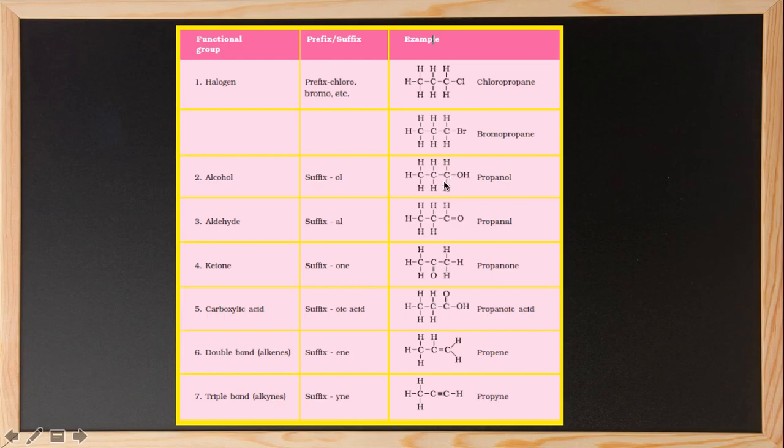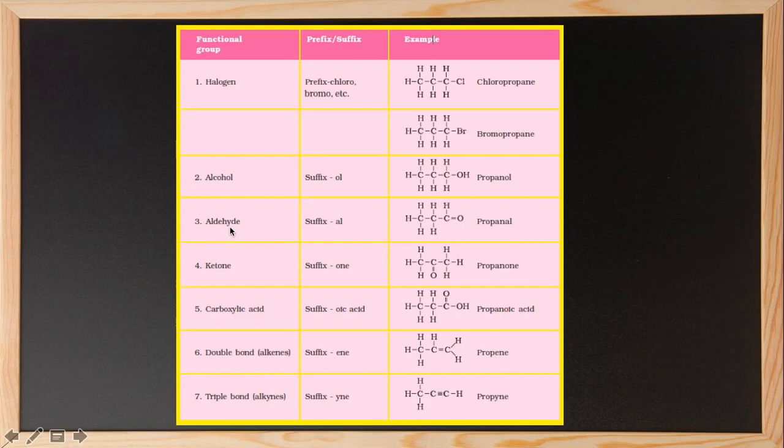Since 3 carbons are present, it is prop, and OH is the functional group, that is alcohol. So you have to add it as the suffix that is after the phrase. So it's propanol. OL is the suffix that you have to use when the functional group is alcohol.